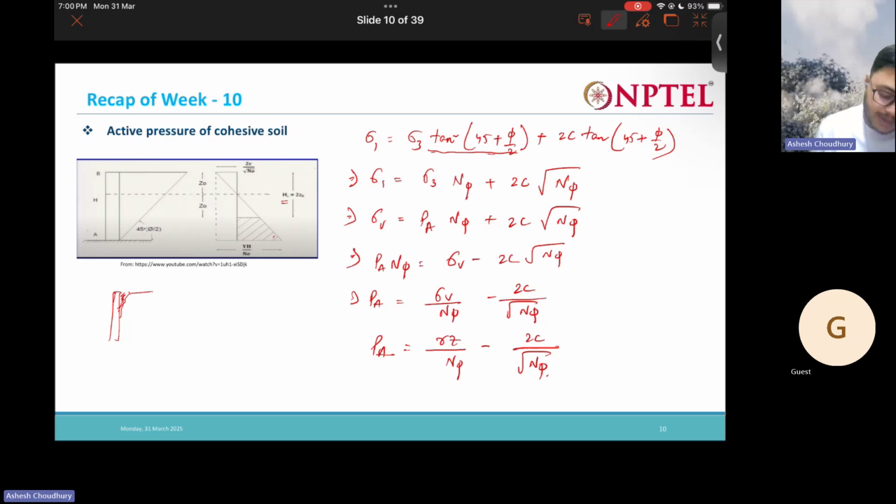But if it is given in the question that there is no separation, that tensile cracks do not develop, then there will be some tensile forces acting on the wall in the upper portion too, because it is specified that there is no separation between the soil and the wall. So in that case, this and this will get cancelled out, and the area of this trapezium will give you nothing but the active earth pressure.